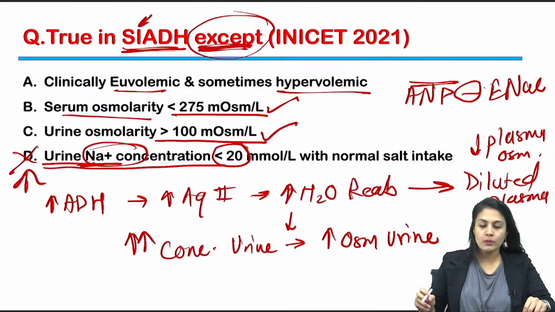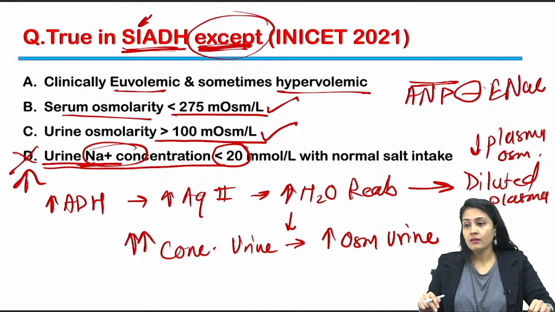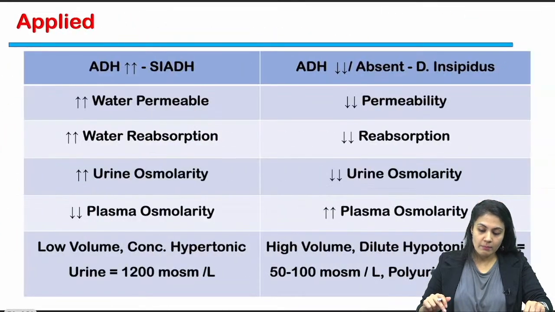Clinically the patient will be euvolemic. There is a Schwartz criteria you must have heard of, right? Yes. Urine osmolarity is high, guys. So you cannot answer C. We have to answer except. Okay. So please remember this chart.